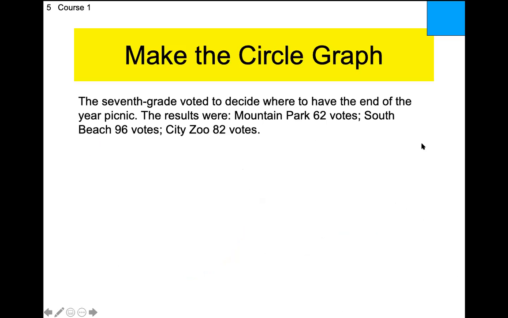Now you're going to watch me actually do the calculation. So here is the calculation. You're going to have a whole bunch of words, and there's going to be some numbers. The 7th grade voted to decide where to have the end of the year picnic. Basically, we're going to recreate that graph that we saw at the start. Mountain Park got 62 votes. South Beach got 96 votes, and the City Zoo got 82 votes.